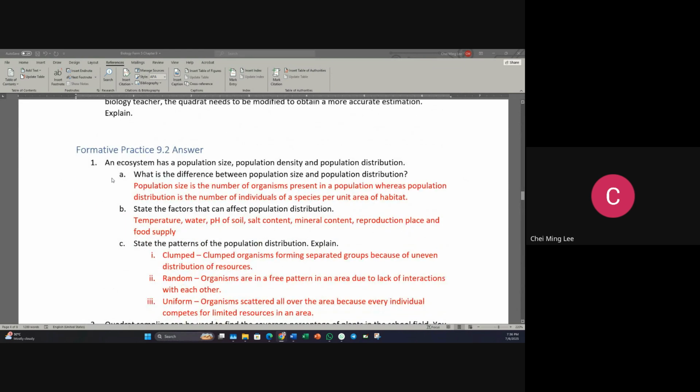So, an ecosystem has a population size, population density, and population distribution. What is the difference between population size and population density? Population size is the number of organisms present in a population, while population density is the number of individuals of a species per unit area of habitat.